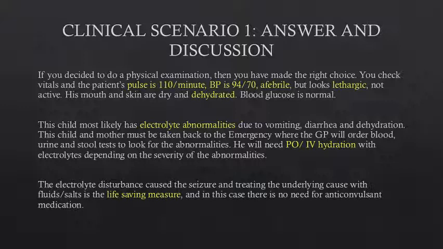If you decided to do a physical exam, then you have made the right choice. So you check the patient's vitals, and his pulse is 110 per minute, which is high. Blood pressure is 94/70, which is slightly low. He does not have a fever, but looks lethargic and is not very active. On inspection, his mouth and skin are dry and dehydrated, and his blood glucose is normal. So what do you think is going on?